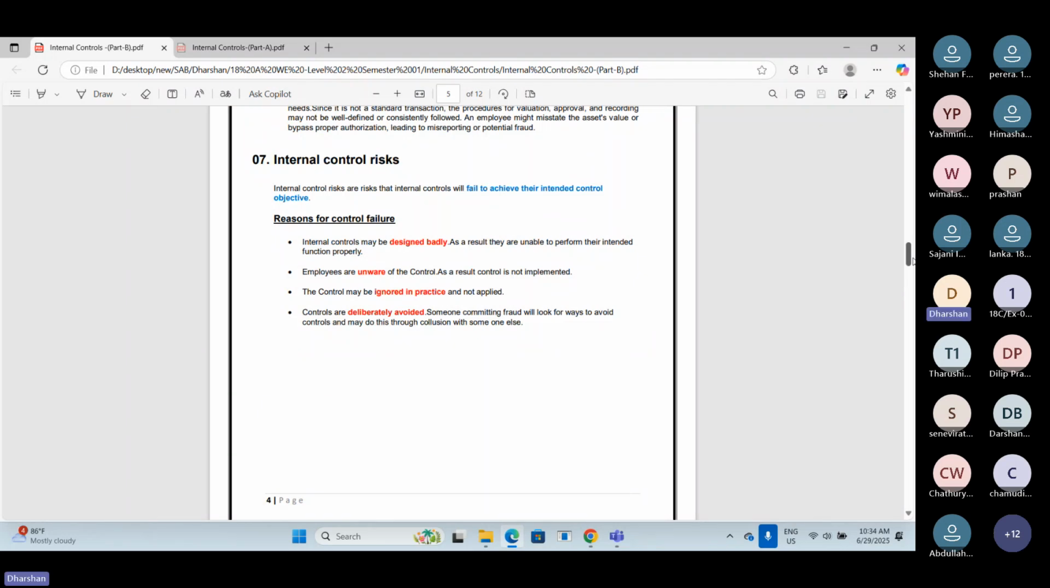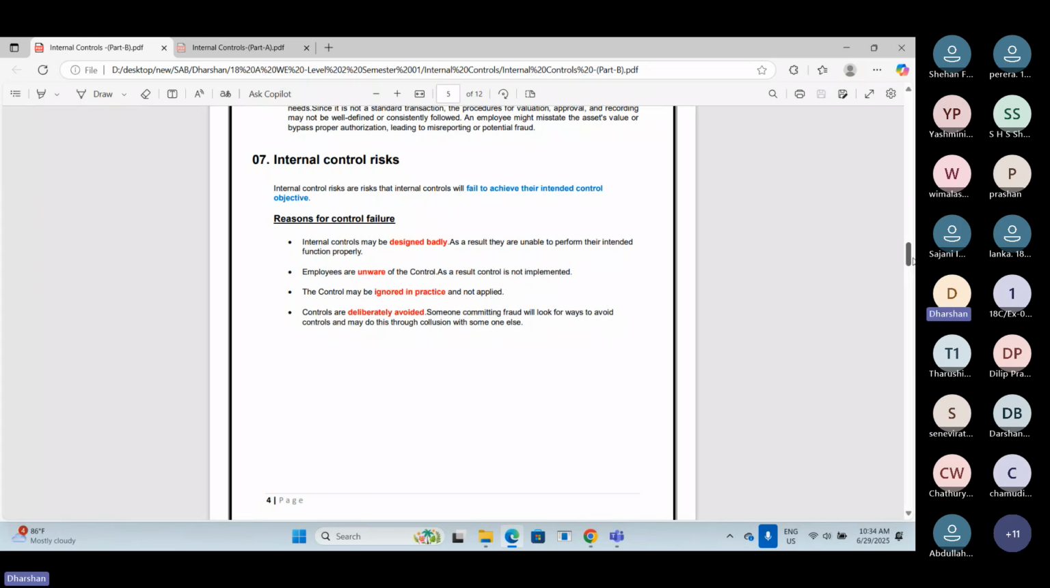What is the risk? What is meant by risk? I'm asking the question not in relation to internal control, just a general question. Generally, what is meant by risk? What is the risk of your examination, in relation to your exam? What is the risk you have? Fail or pass. If you fail the exam, that's a risk.